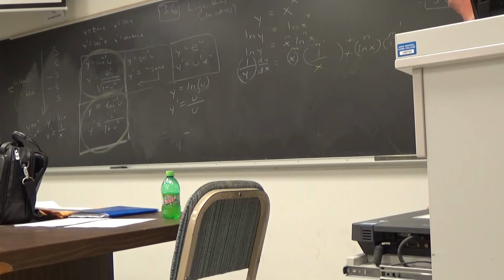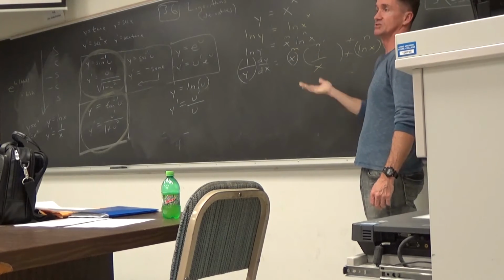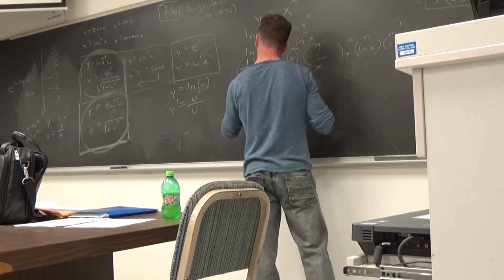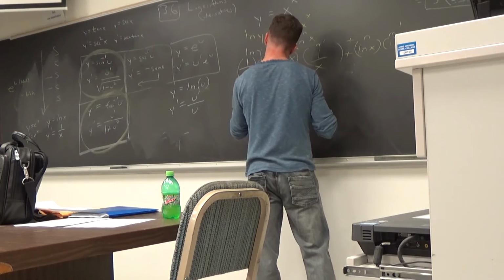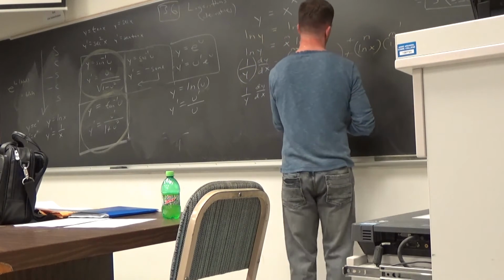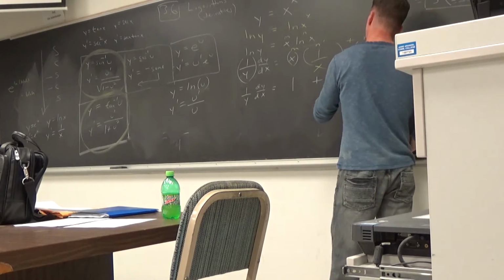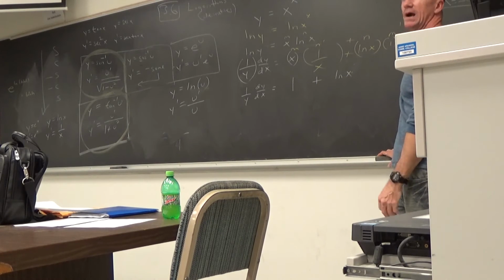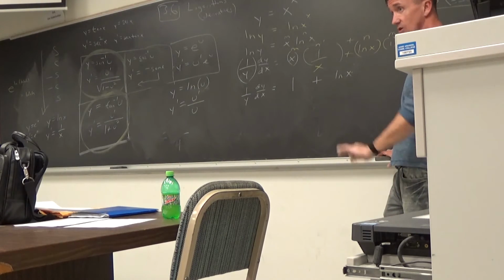Hey, anything you want to simplify on the right side though? Do you see anything I can simplify, now that I did the product rule? x times 1 over x will just be a 1. So let me rewrite this. 1 over y, dy dx, equals 1 plus natural log of x. Now the only thing I got to do is isolate dy dx. That's all I have to do.